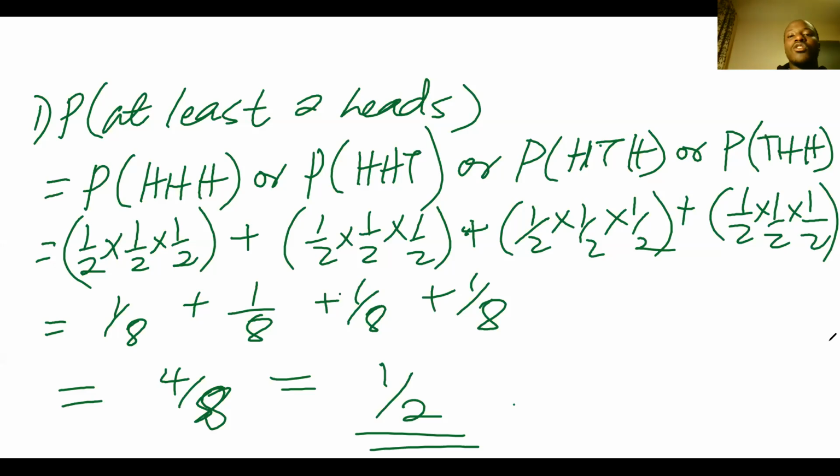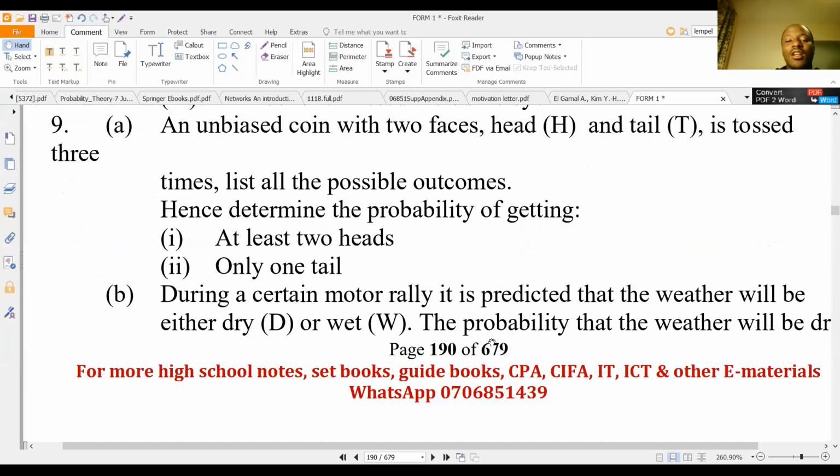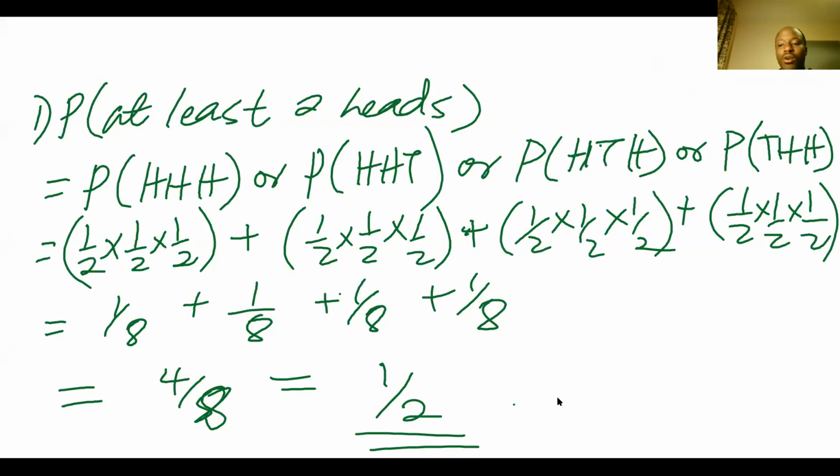Let's go back to the question. The next one is at least one tail. I hope it's that way. The probability of getting only one tail. Only one tail. Remember, this was at least. This is only. These are very important words. Only one tail. Let's go back, people. Only one tail. So you're getting only.